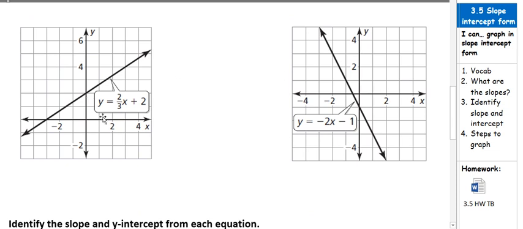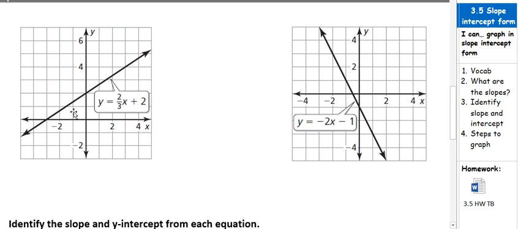Here I have two examples shown for you. This is just a brief overview of our slope-intercept form, and then we're going to get into some specifics. I have 2/3 x plus 2. 2/3 is my slope. That means a rise of 2, a run of 3. My intercept is 2. When we say intercept in slope-intercept form, we mean y-intercept, where it's crossing the y-axis. So that's this point.